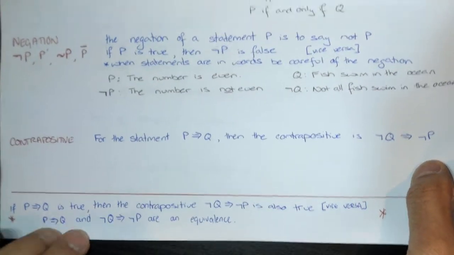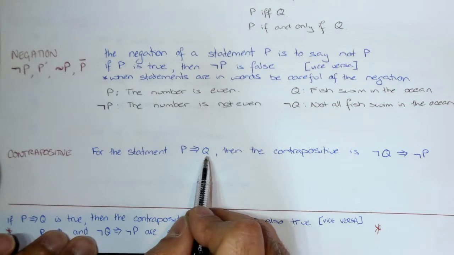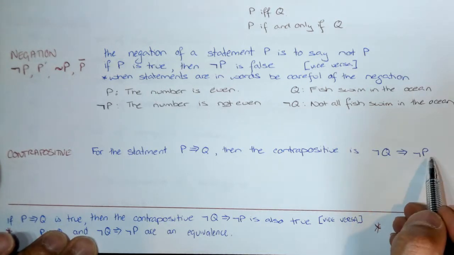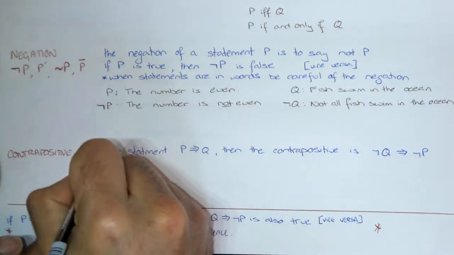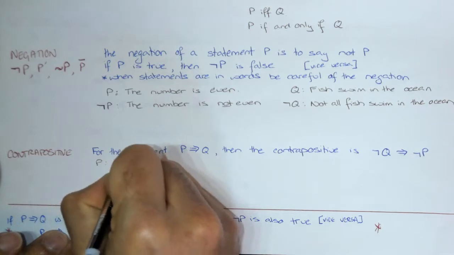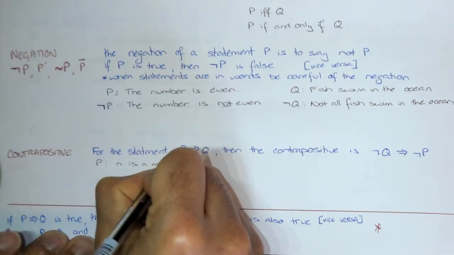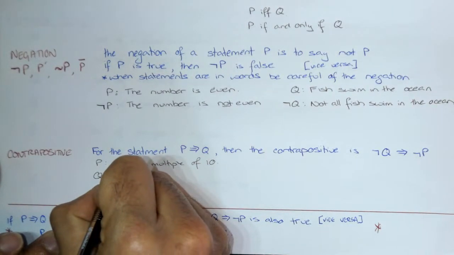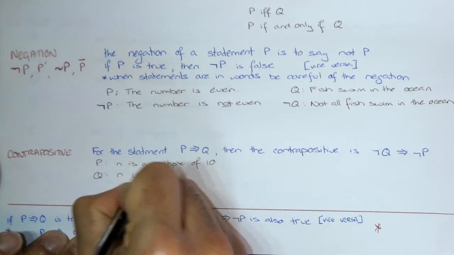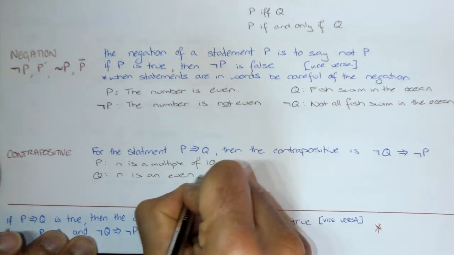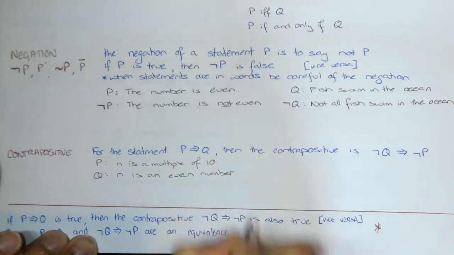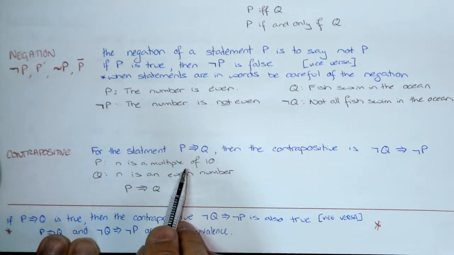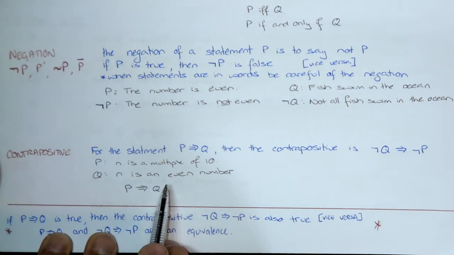Contrapositive. If we have a statement that P implies Q, then the contrapositive is not Q implies not P. Let's do an example. Let's say P is "n is a multiple of 10" and Q is "n is an even number." Definitely P implies Q: if it's a multiple of 10, it also implies that it has to be an even number.